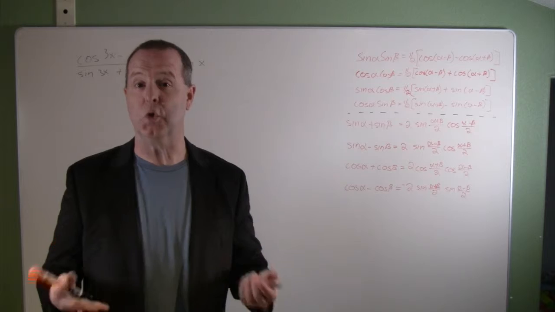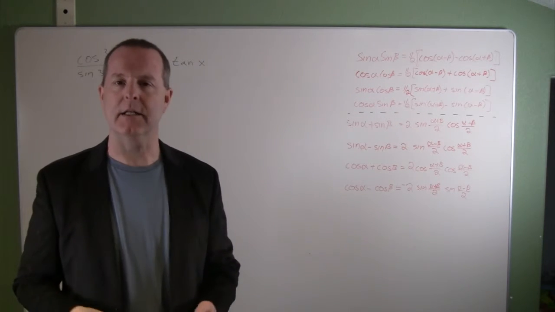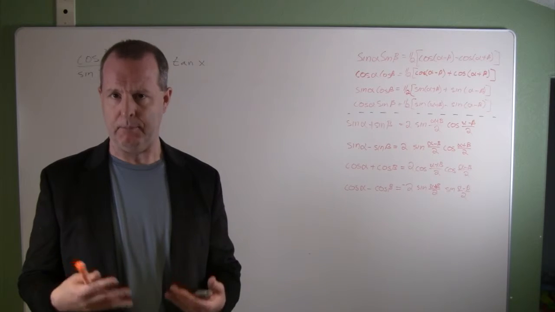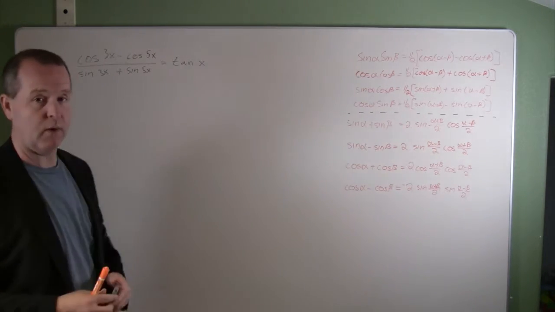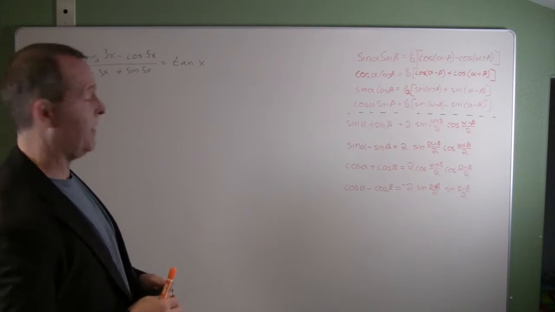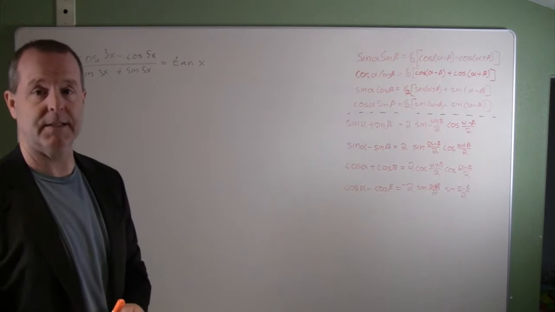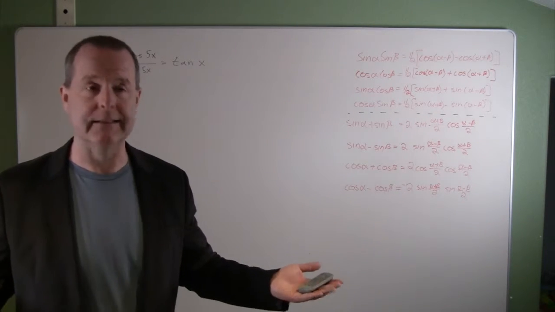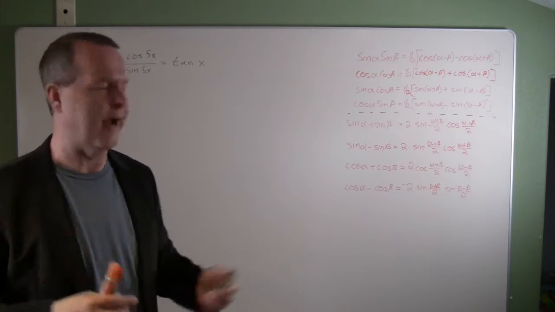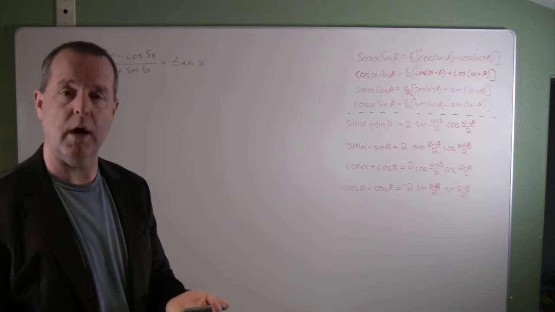All right, let's take some of these tools that we've been adding to our growing tool belt, and let's look to see how we can use these to possibly verify an identity. The identity that we're going to explore: we have the cosine of 3x minus the cosine of 5x divided by the sine of 3x plus the sine of 5x. Did you know that equals tangent? I didn't. And I'm the expert here, and I still didn't know that. So what we're going to look at doing is figuring out how to verify this.